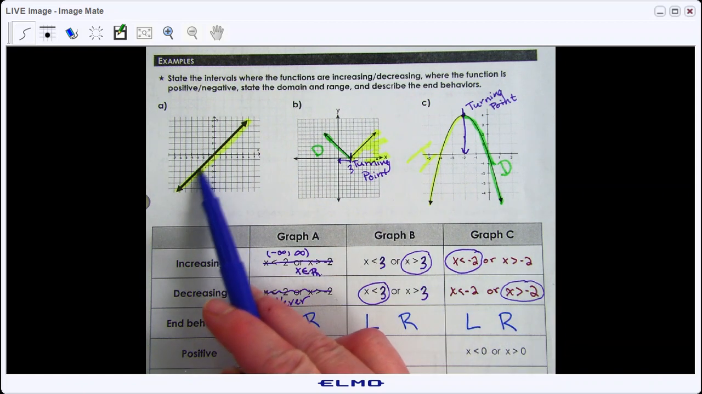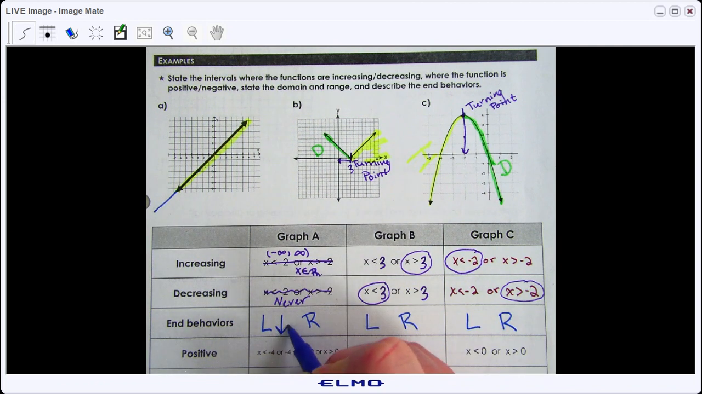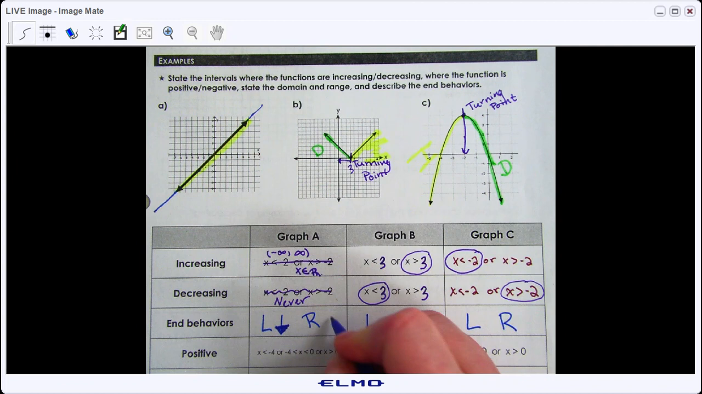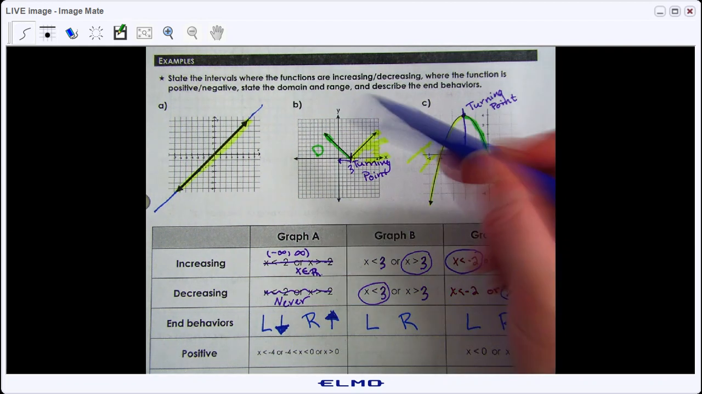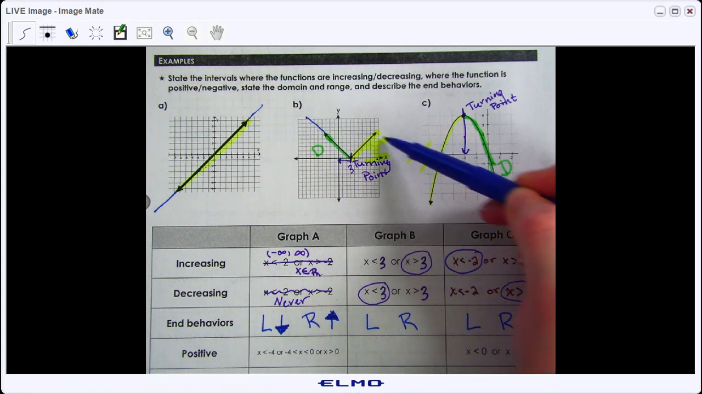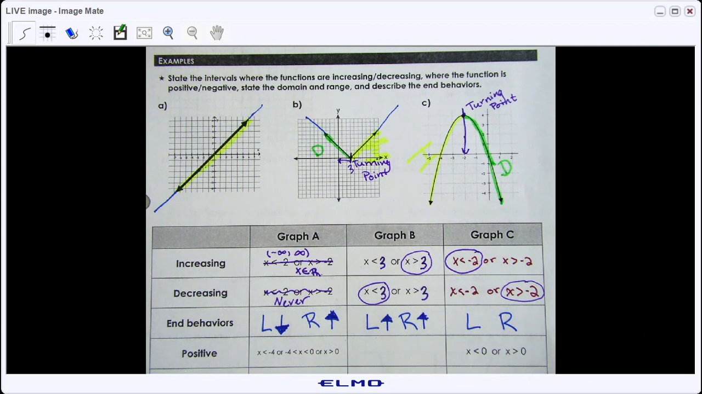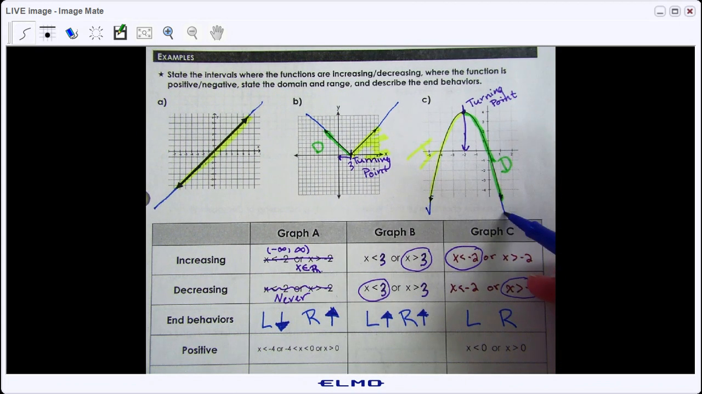So for this first graph, my left side is going down. It's going to -infinity. The right side of my graph is going up. So left side down, right side up for that graph. For graph B, my left side is going up and my right side is going up. These are both pointing up because they are going to continue in that direction. And then for C, left side is down, right side is down.